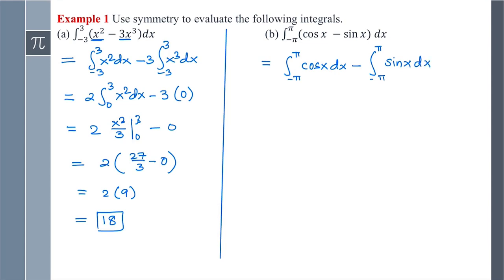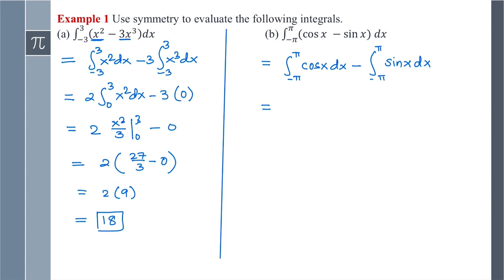Now you need to know which one is an odd function and which one is an even function. Between sine and cosine, cosine is an even function, and sine is an odd function. You probably know that from the graph. The graph of sine looks like that, so it's an odd function. The graph of cosine looks like this, and it is an even function. You need to know that in order to use this property.